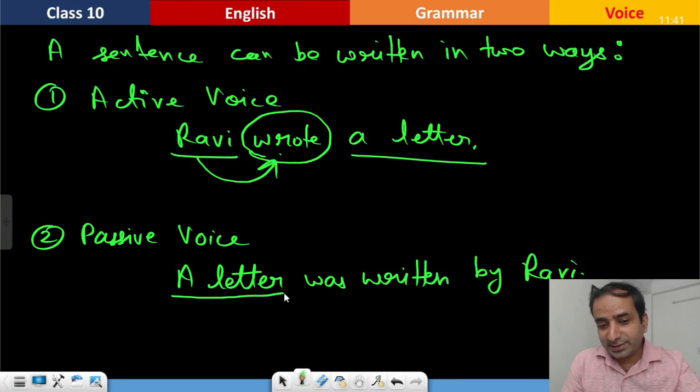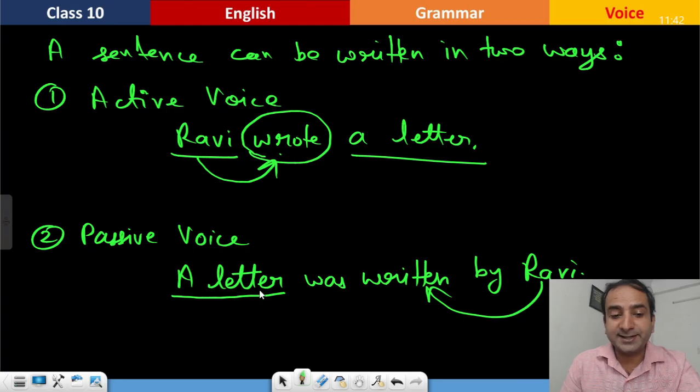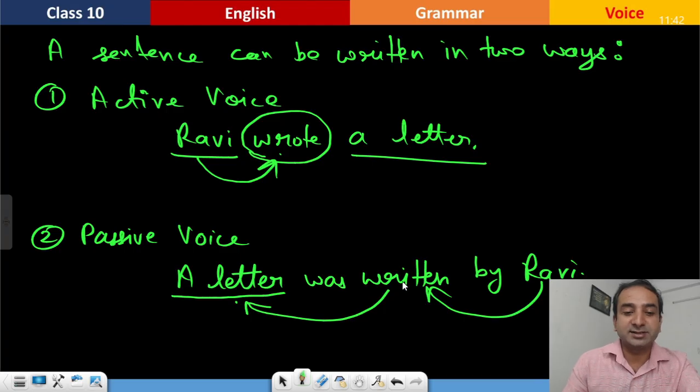Here in the subject, you see a letter. Is a letter doing the task of writing? No. It is not doing the task. The task is being done by Ravi. But what is a letter here? A letter is the receiver of this action. Letter is not writing anything. It is Ravi who is writing. Letter is receiving this action. The action of writing is being done with letter. So letter is receiver of this action written.